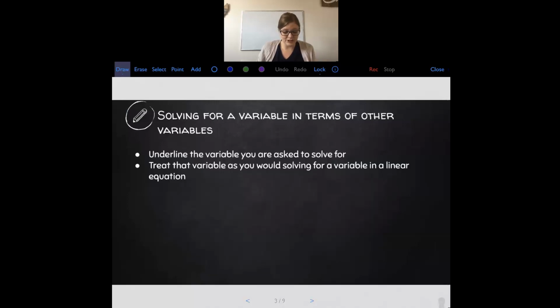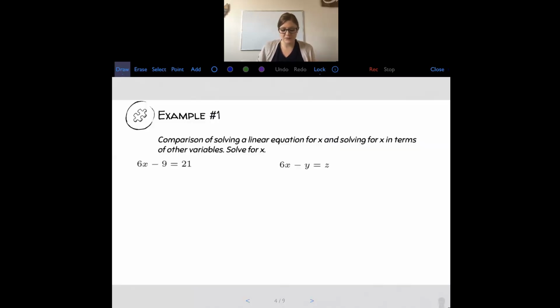So a couple of suggestions: underline the variable that you were asked to solve for and treat this variable like you would when solving for x or another variable in a linear equation, where you're trying to isolate it to find out what it's equal to. So in example 1, we'll do a side-by-side comparison. On the left-hand side is a linear equation that we talked about previously, and on the right-hand side is where we'll get into solving for a variable in terms of other variables in a linear equation.